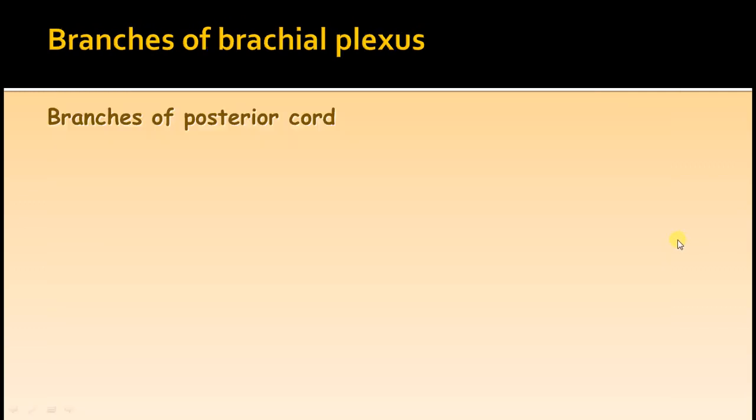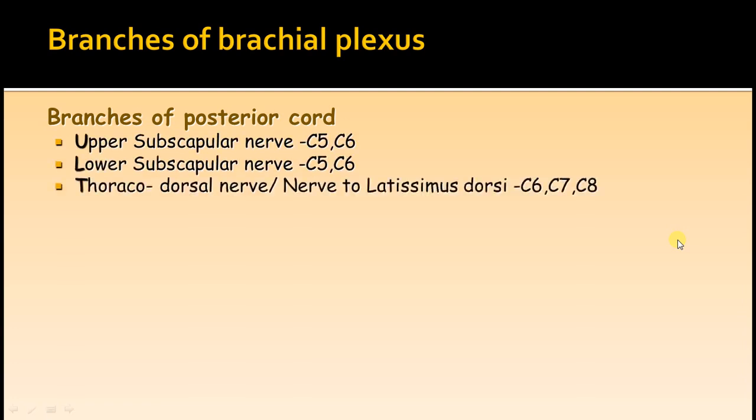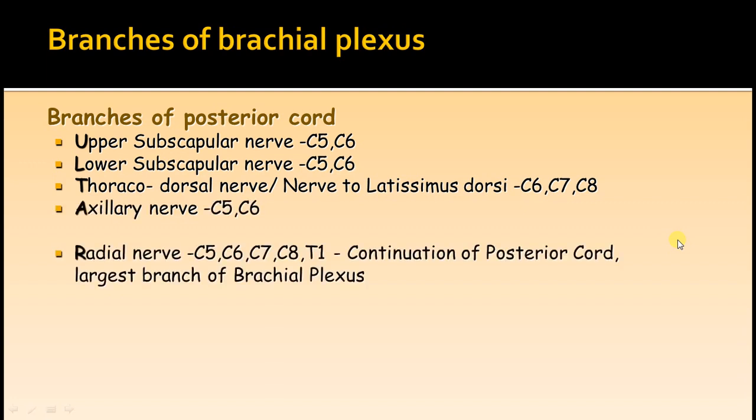Next, coming to the branches of the posterior cord, again 5 branches from the posterior cord: upper subscapular nerve, lower subscapular nerve, thoracodorsal nerve or nerve to latissimus dorsi, axillary nerve and the radial nerve.